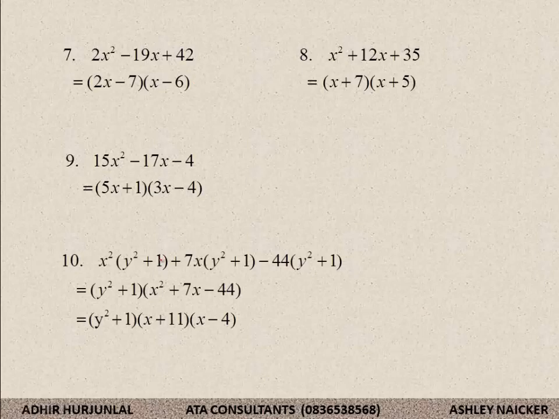In example number 10, it's a combination of removal of common factor first. Can you see y squared plus 1 is in all 3 terms, which means I remove y squared plus 1 as common factor, which means I'm left with x squared plus 7x minus 44. And then I would have to go ahead and factorize this part here by using the cross technique. Remember, y squared plus 1 forms part of your answer. And this factorizes to x plus 11 into x minus 4. How's that, guys? Quite simple.